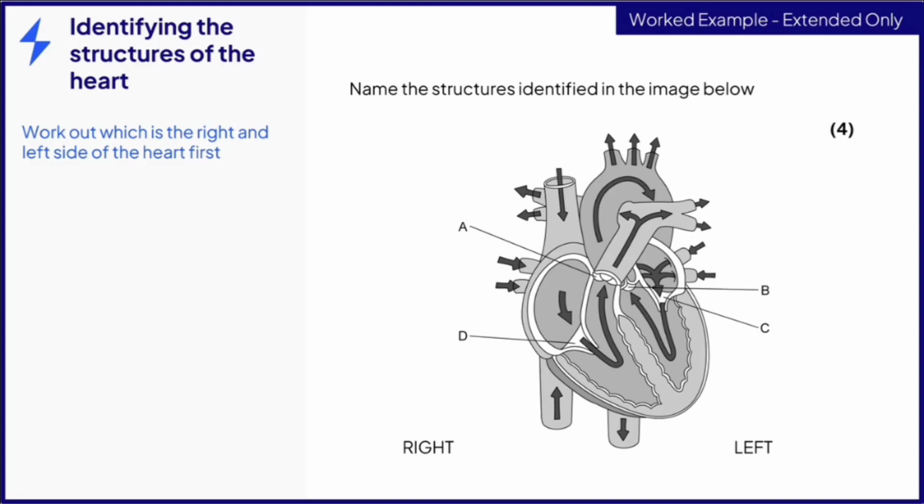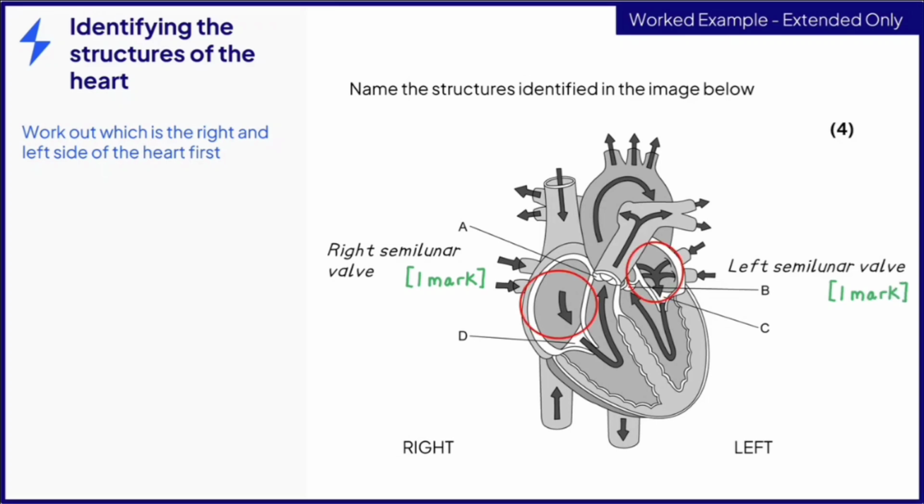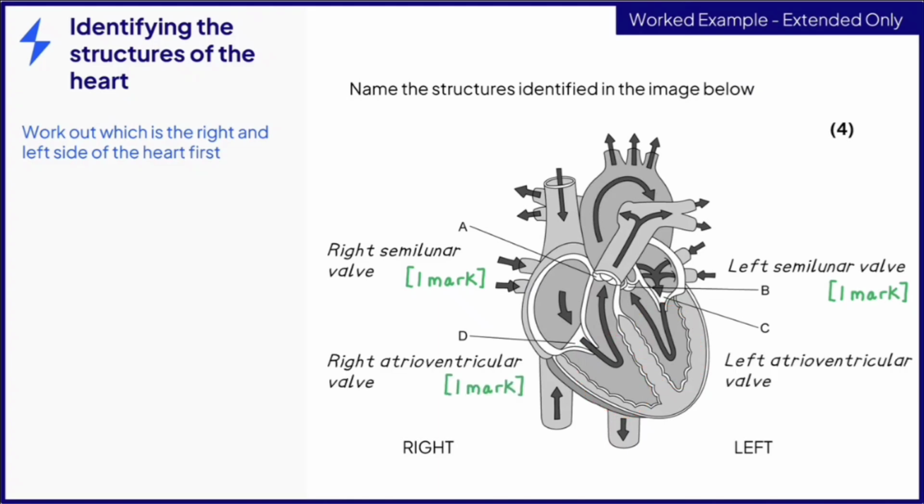The two sets of semilunar valves are located at the entrance of the aorta and the pulmonary artery. So A is the right semilunar valve and B is the left semilunar valve. The atrioventricular valves sit between the atria and the ventricles, so here we can see the right and the left atrioventricular valves. Be sure to include left and right as part of your answer and not simply state semilunar valve, for example.